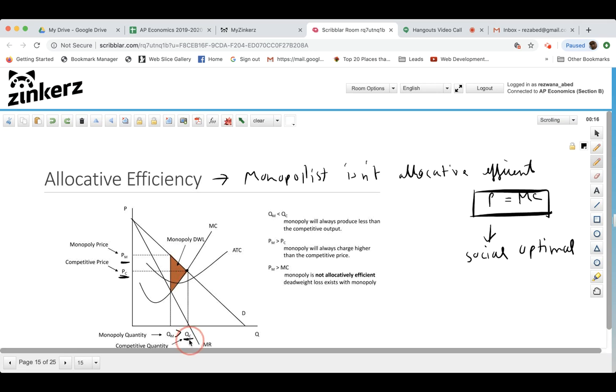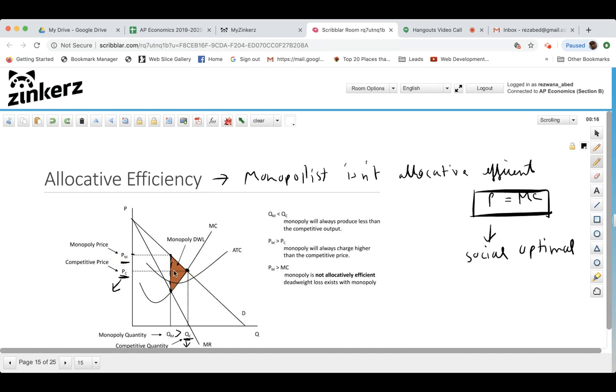With perfect competition, this QC and PC is how much would be produced and what the price would be, where demand is equal to the marginal cost. But the monopolist doesn't do that. They produce this quantity where MR equals MC, and they find the price by going all the way up to their demand curve and finding where this quantity hits the demand curve, and then they set their price at this level.